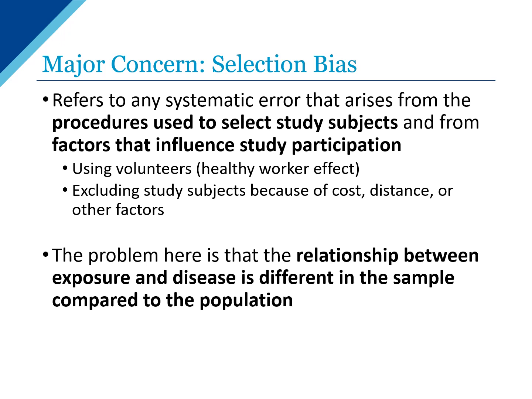Other types of selection bias of concern in cohort studies. That is, any systematic error that arises from the procedures used to select study participants and from factors that influence participation. Those who volunteer to be part of a study or those selected from an occupational group may be healthier than the general population. If you exclude potential participants because of cost, distance, or other factors, you may bias your sample. In this bias, the concern is that the relationship between the exposure and disease may be different in the sample than among the population.